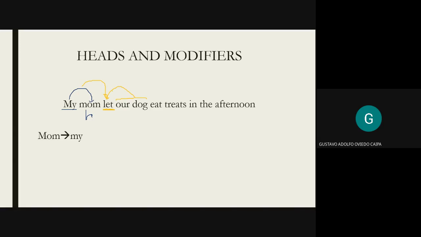So we already said let our dog. Let our dog what? Only eat? So I'm almost giving you the answer, but yes. Eat treats. Eat treats. This is also information about let.